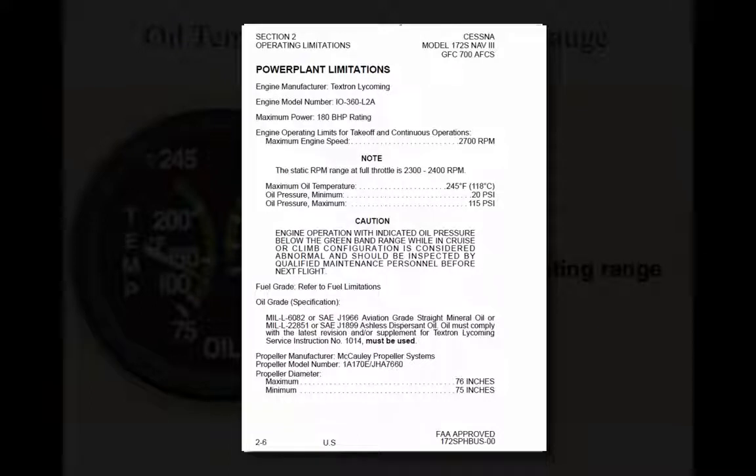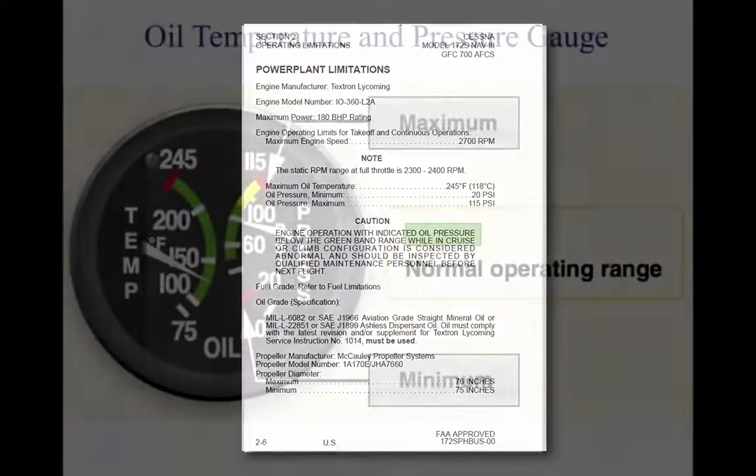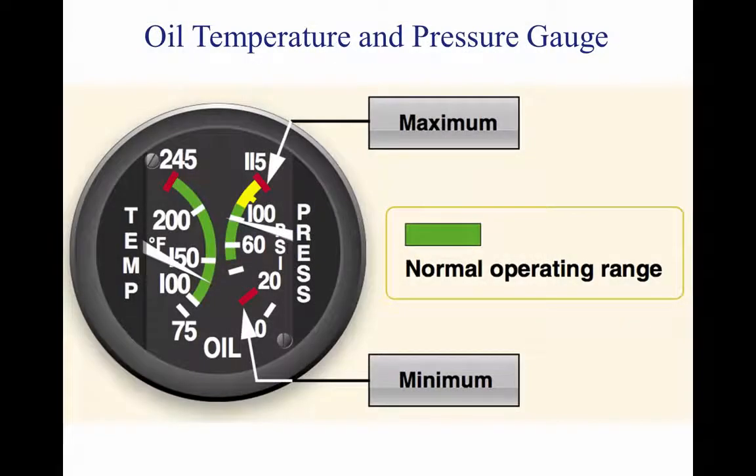These include limitations for takeoff power, maximum continuous power, and maximum normal operating power, which is the maximum power the engine can produce without any restrictions and is depicted by a green arc. Other items that can be included in this area are the minimum and maximum oil and fuel pressures, oil and fuel grades, and propeller operating limits.